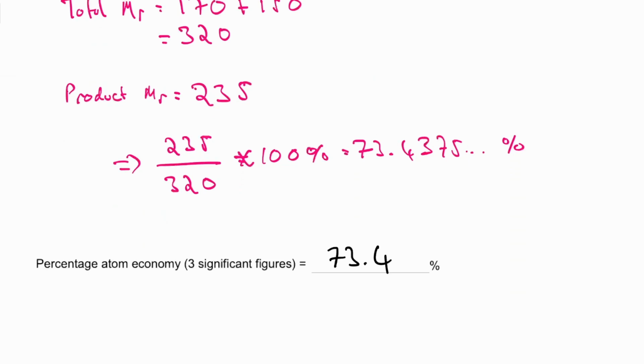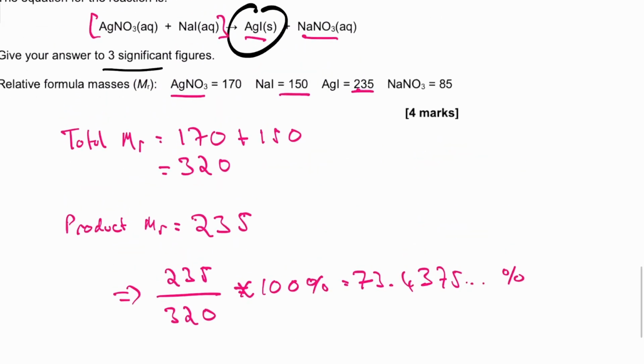That is a good example of a quantitative chemistry question. Hopefully you got that one right. It's a simpler one, atom economy. As long as you know the formula, you should be able to deal with it.